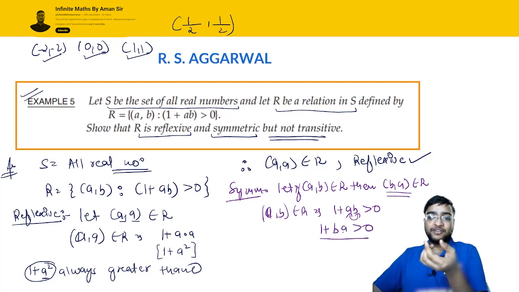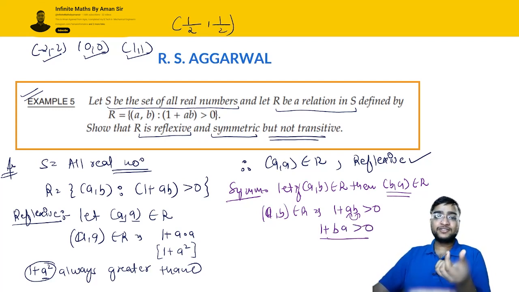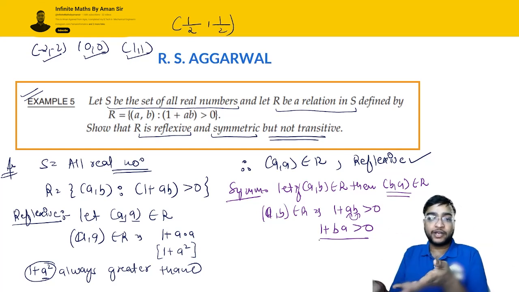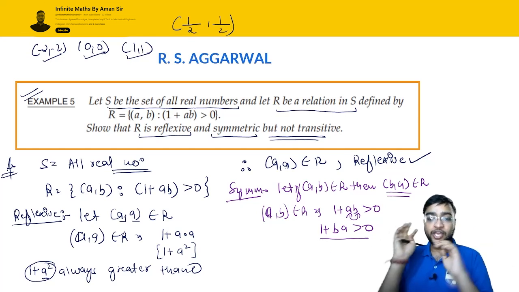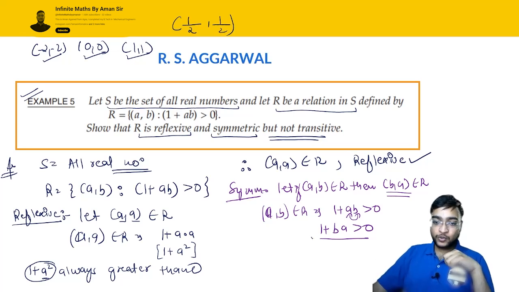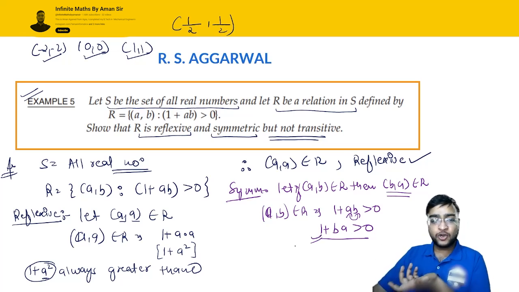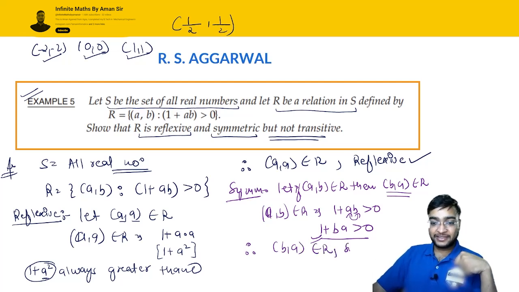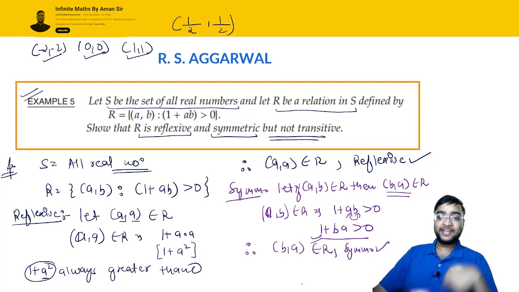Okay, because I'm just reversing the multiplication order, and multiplication does not depend on order. If I take 1 into 2 and if I take 2 into 1, the answer must be the same. So you can say 1 plus BA is also greater than 0, hence B comma A is also in my relation, and I can say this is also symmetric.